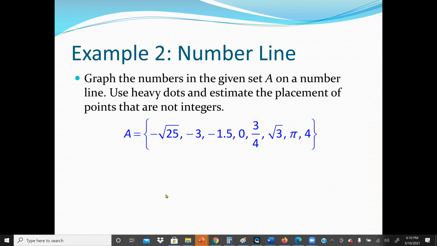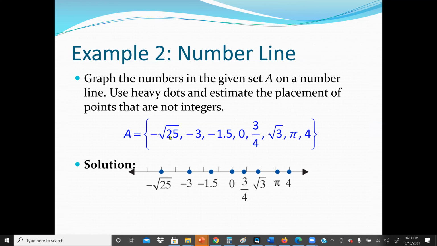So we have a second example, and this second example is about the number line. The goal is that we have a list of values here. We want to know which ones are lesser and which are greater. So it's more or less like we are going to sort the values in increasing order. The smallest values will come first, the largest value last. Here we're going to use every dot and estimate the placement of the points that are not integers also.